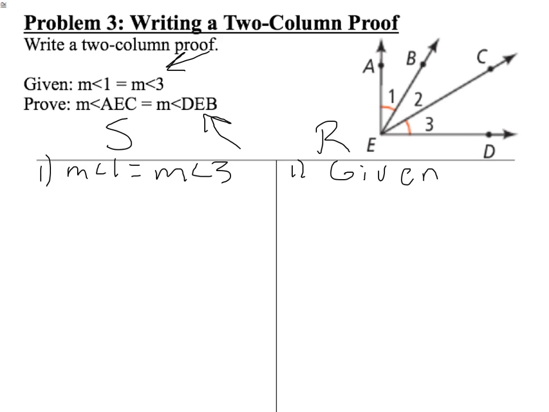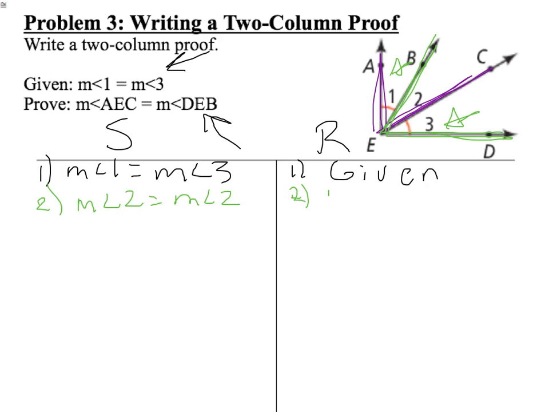Now if I look at my picture, that would be angle 1 and angle 3. And then you should always look, what am I trying to get at? I'm trying to show that angle EAC, this angle right here, is going to be equal to DEB. So when I trace out both those angles, I see that they kind of overlap at angle 2. So before I can just assume anything, I have to make a statement. So I'm going to say measure of angle 2 is equal to measure of angle 2.